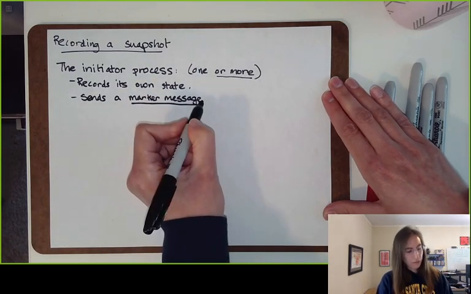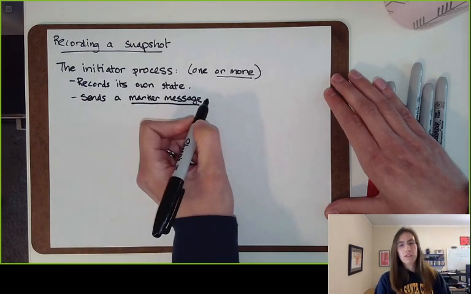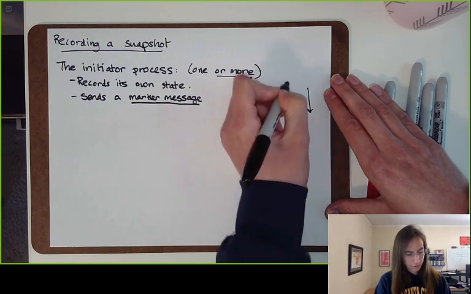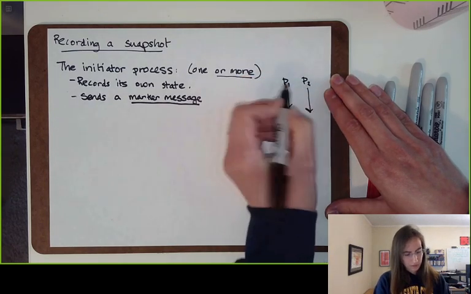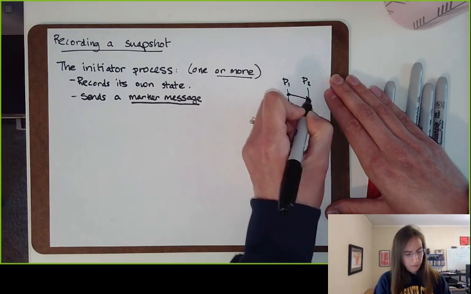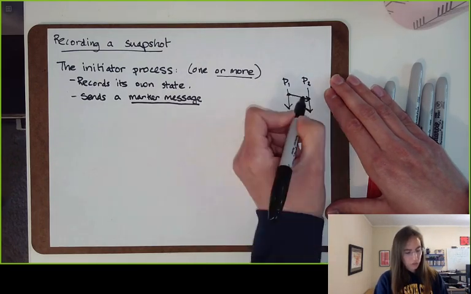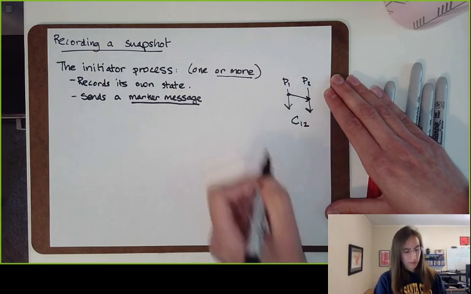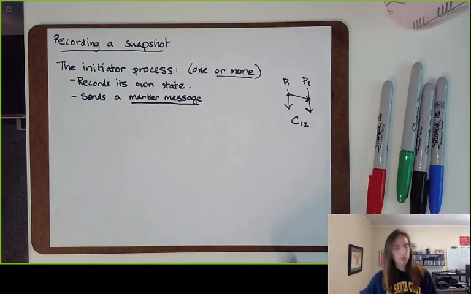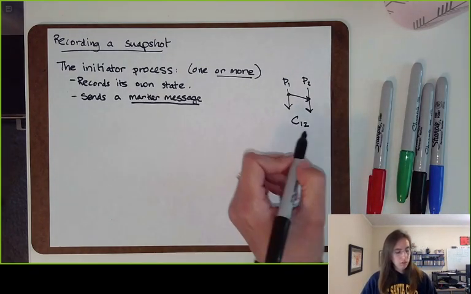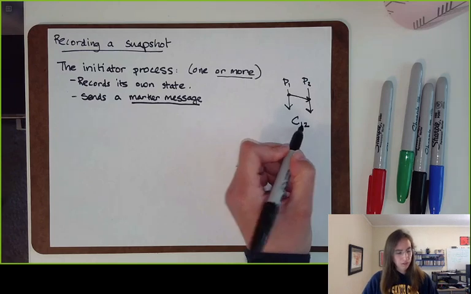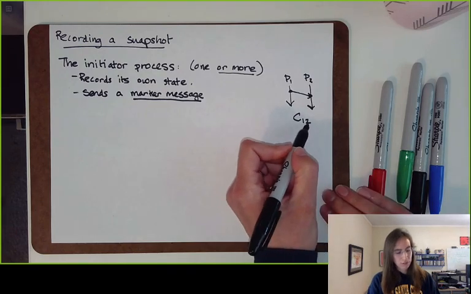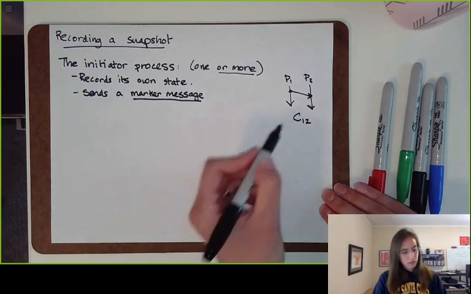And it's going to send that marker message out on all of its outgoing channels. So remember the concept of channel that we talked about before. If you have two processes, let's say P1 and P2, and P1 sends a message to P2, we think of that message as going on a channel, which we can call C12. Recall from last time that the naming convention we use for channels is that the first index is the identifier of the sender, and the other one is the identifier of the receiver. So this message here passed through channel C12.